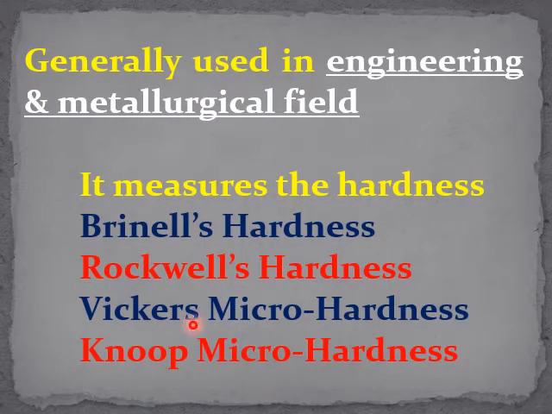Various methods are used to measure the hardness of materials in the engineering and metallurgical fields. They are Brinell hardness, Rockwell hardness, Vickers microhardness and Knoop microhardness. For today's presentation, we will concentrate on both Brinell and Rockwell hardness.